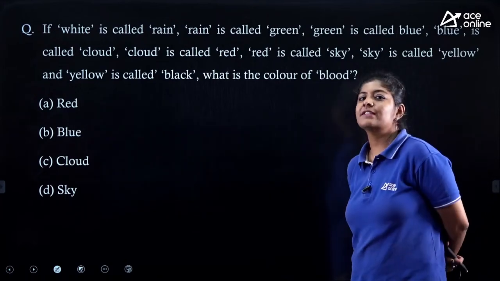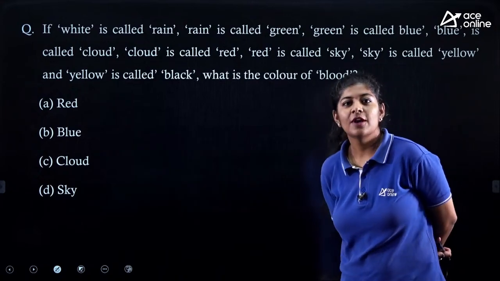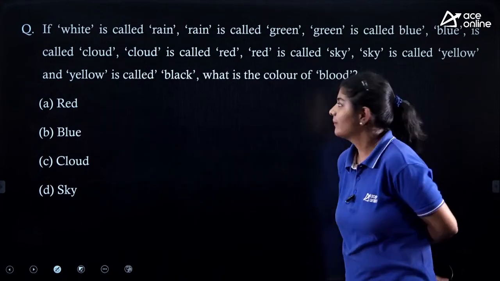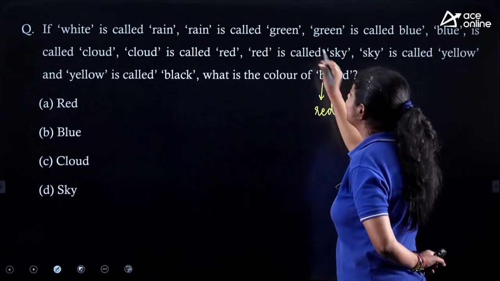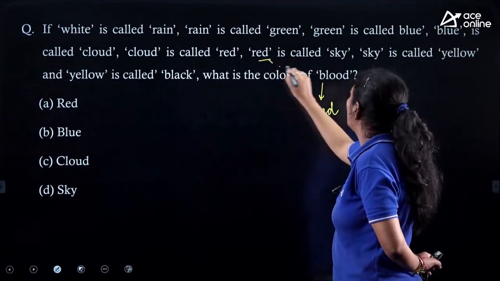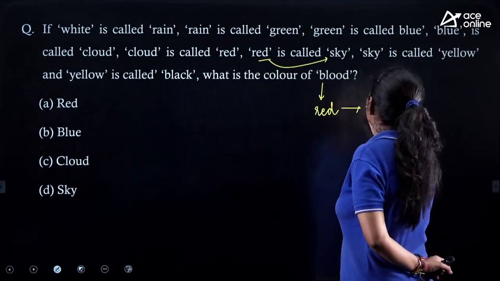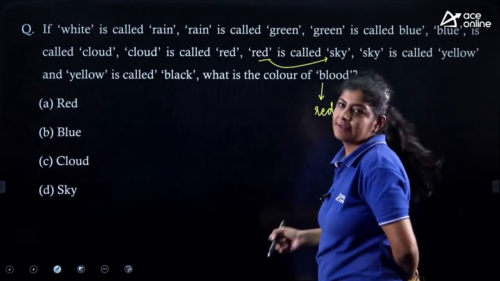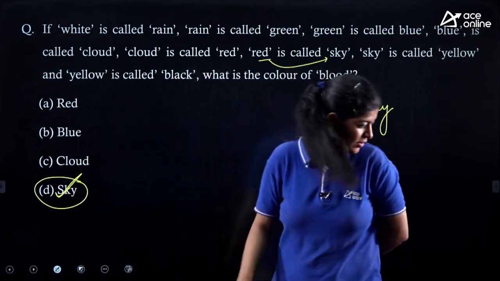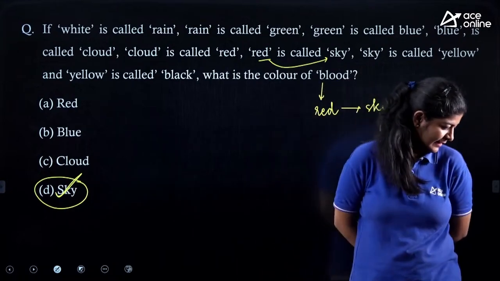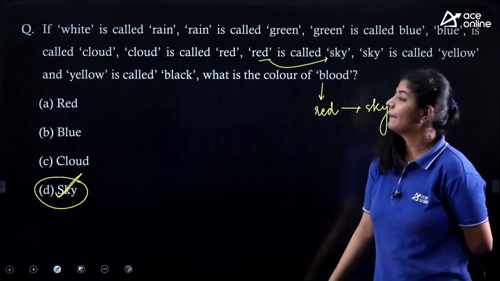Whenever you are having these kinds of questions, first focus on the right answer. The color of the blood is red. But in this particular question, red is called sky. That means my correct answer is sky. Option number D is the correct one, right? Next.